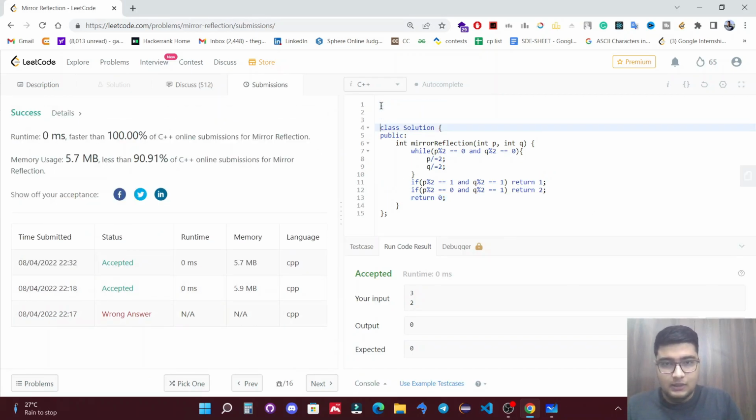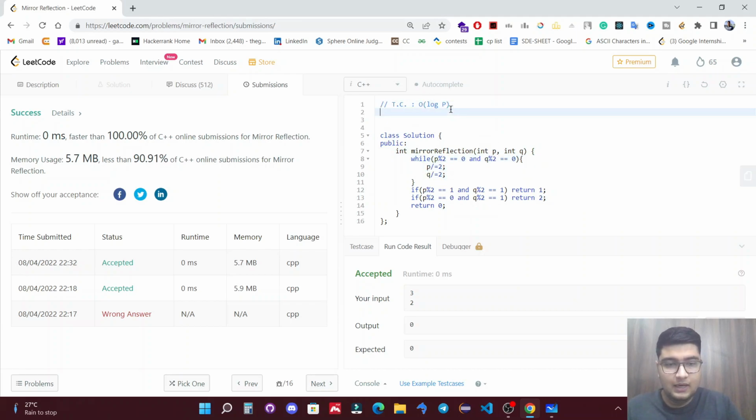So the time complexity for this solution would be big O of log of p. This is log of p because p is the maximum out of p and q, and we are just dividing it by 2. So this while loop will run at max log of p times, and the space complexity is constant.